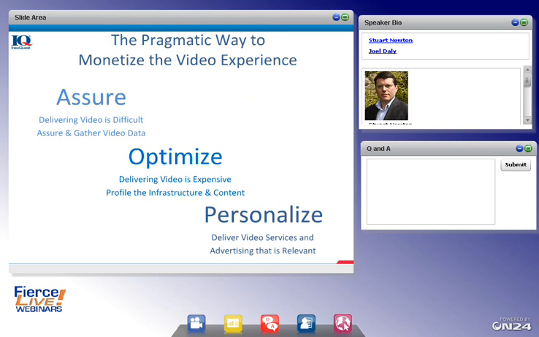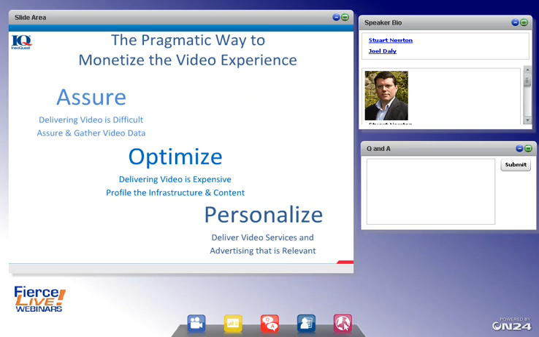Delivering video is expensive. Whether you're using third-party infrastructure or whether you're spending CapEx to build your own infrastructure, you need to be able to make sure that you are squeezing the most you can out of those CapEx dollars, or whatever you need to spend, or however you get hold of that equipment. You need to make sure that you're getting the most out of it. And there's two aspects of that. One is profiling the infrastructure itself to make sure that you have the most efficient layout of the infrastructure in terms of delivering the video.